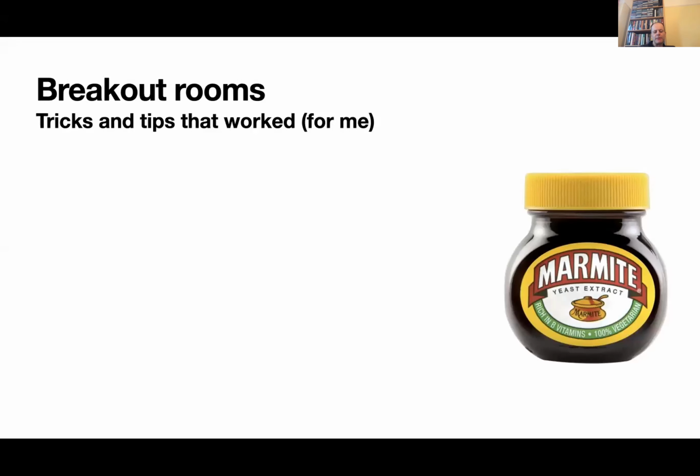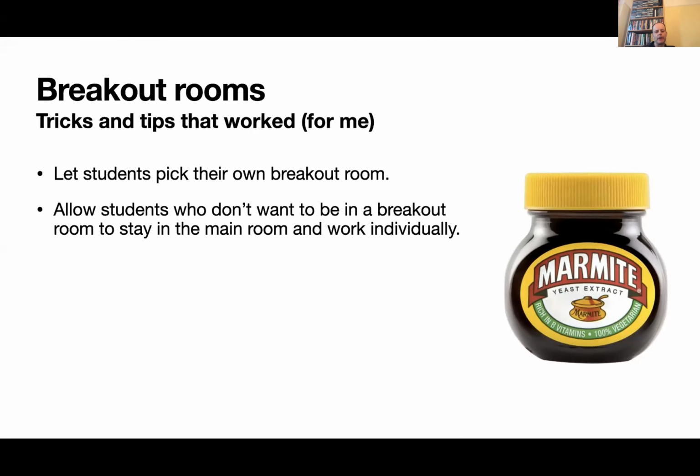So breakout rooms, some students love them, some students hate them. So how do you get that balance right? The key thing seemed to be to let students pick their own breakout rooms, which halfway through semester, Zoom allowed you to do easily. So 6 weeks earlier would have been great, but allowing students to pick their own breakout room and work in their own friendship group worked really well. But then there were some students who just never liked working with people, even on campus, or who don't feel comfortable being in a breakout room. And if you allowed them to stay in the main room and work individually, that seemed to work really well.